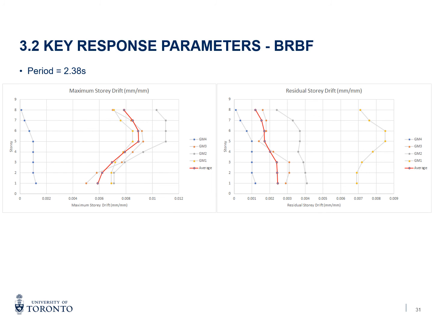These are the key response parameters for the BRBF. The period was found to be 2.38 seconds. The story drift data for each ground motion provided was analyzed and an average was taken. For the BRBF, an average drift of 0.007 millimeters per millimeter was calculated at the top story. After the earthquake has occurred, an average residual drift of 0.0012 millimeters per millimeter was calculated for the top story.